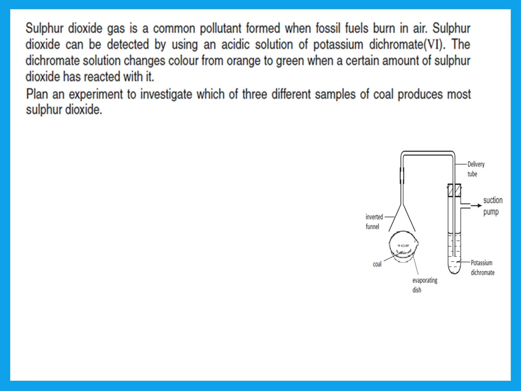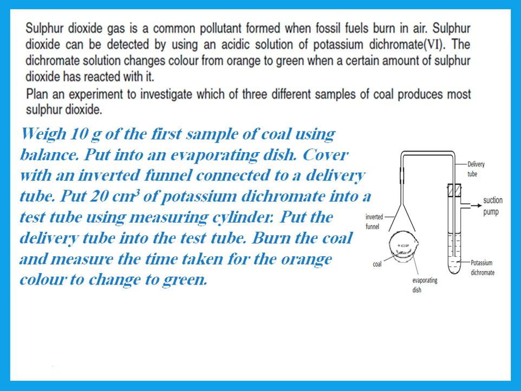For the orange color to change to green. And the one that changes color faster will have more sulfur dioxide. Are we following? So weigh 10 grams, for example, of the first sample of coal using balance.